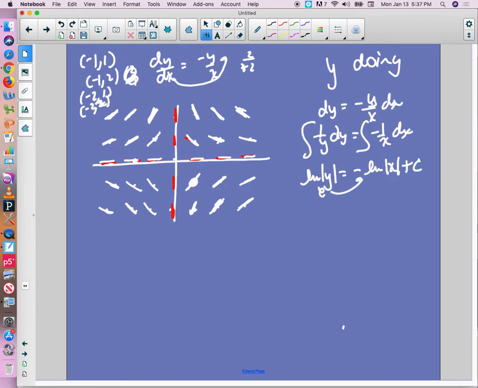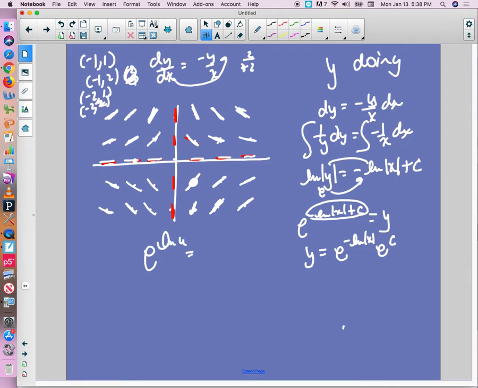And I have to rewrite it. e to the negative ln x plus c equals y. It means y equals e to the negative ln x times e to the c, because if your exponents were added, you can go back to multiplication with the same base. Now we learned earlier in the year, or in pre-cal, that e to the ln u just equals u. Or if you have log base 3 of 9, it's just going to be 9. So as long as you have a logarithm with the same base, exponents and logarithms cancel each other out.